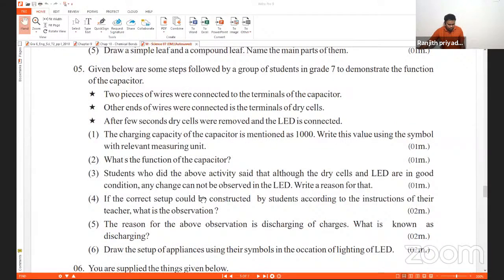Let's look at the next question. I'm going to share that. Okay, let's see. If the correct setup could be constructed by the students according to the instructions of their teacher, what is the observation?